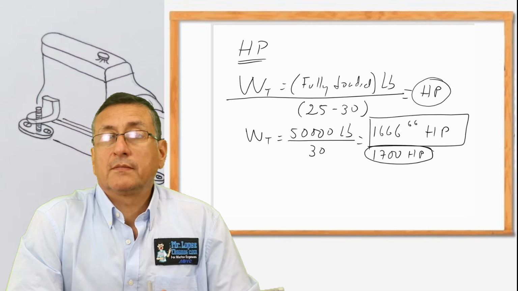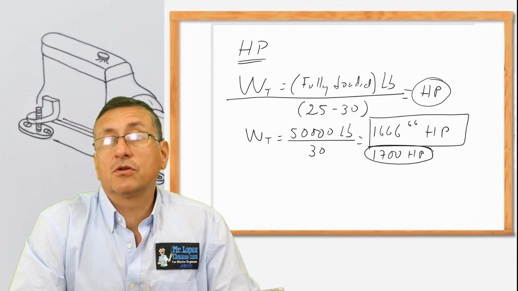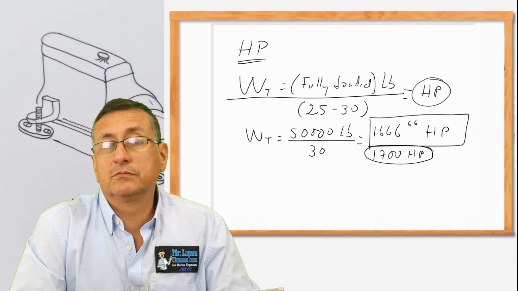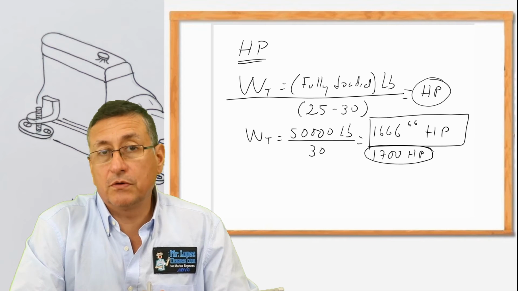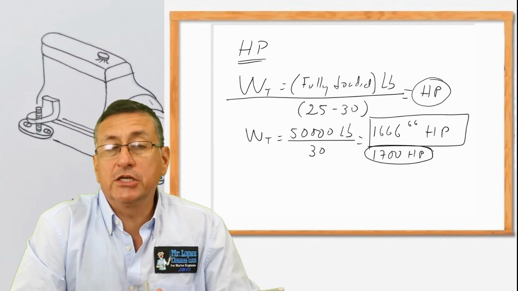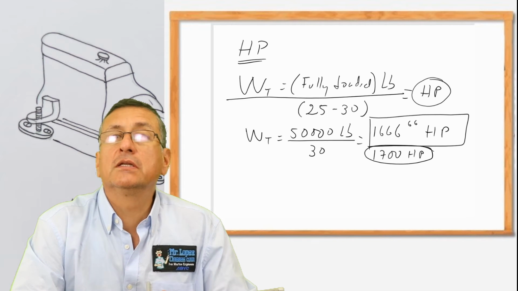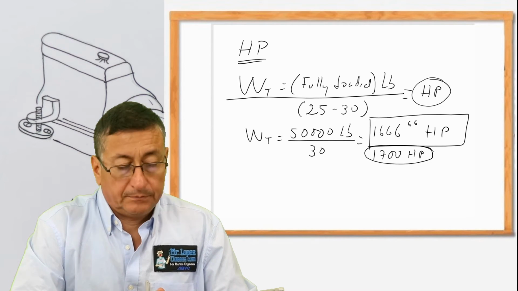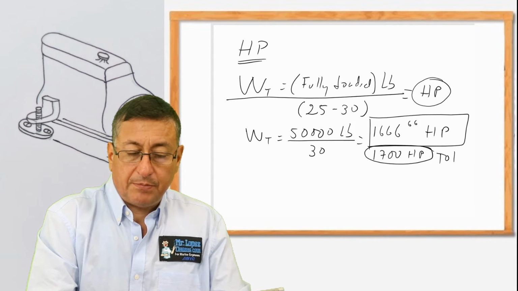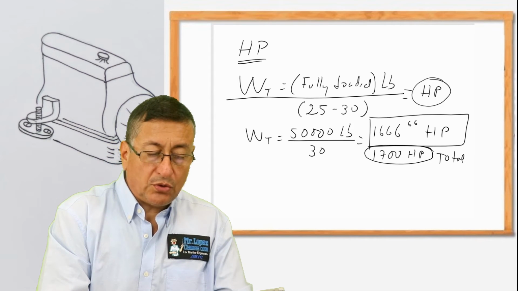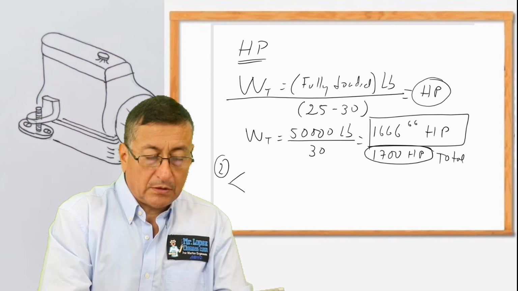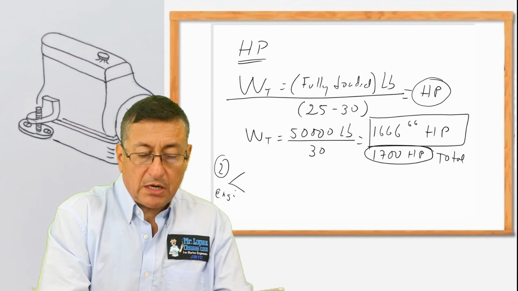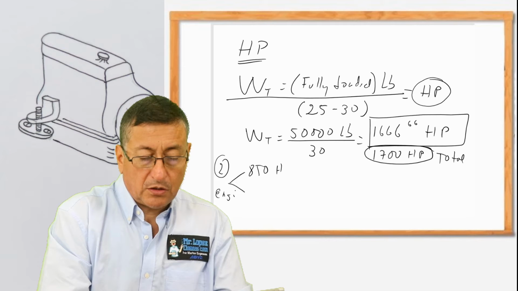What is the meaning of that? You need in total 1700 horsepower. If you divide it by 2, probably you need 2 engines of 800 horsepower each engine. Yeah, this is the example. This is the total capacity in horsepower. If you want to use 2 engines, you need approximately 850 horsepower per engine.